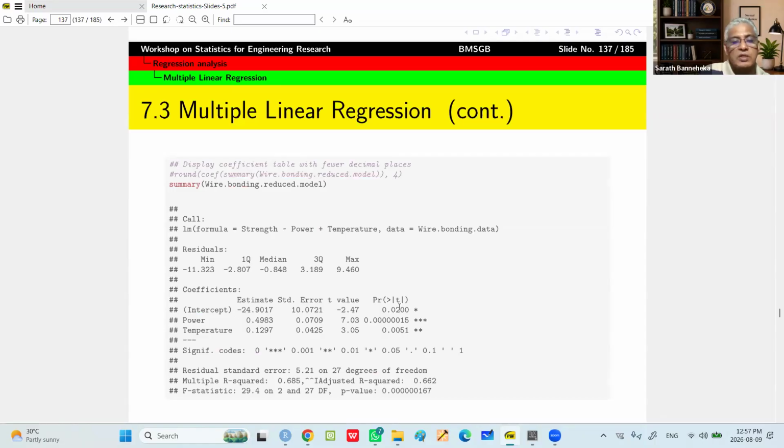So it says beta naught, in this case, in the model is significant. And the coefficient corresponding to power is very, very significant. The coefficient corresponding to temperature in the model is also significant. All three coefficients are significant. So usually people say the variables are significant in that case. When you say variables are significant, what we really mean is the coefficient attached to that is statistically significant. That's what it means.